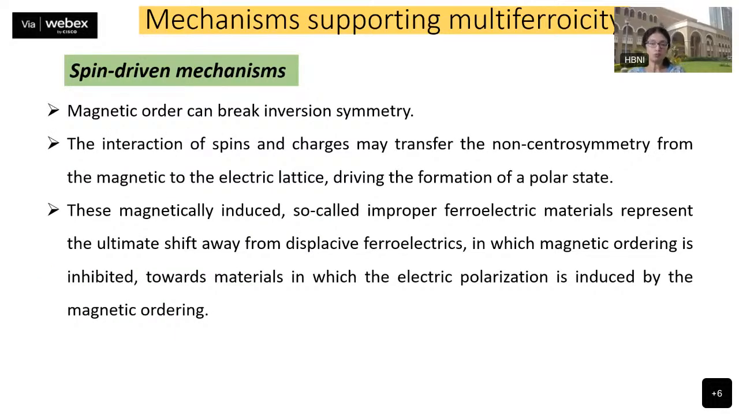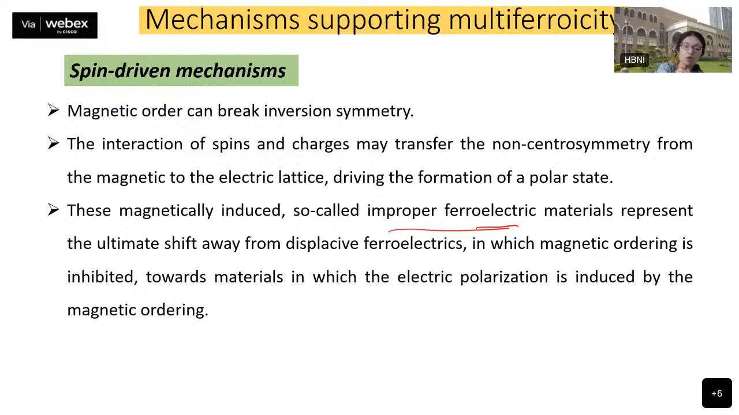Now coming to type 2. Type 2 is also single phase multiferroics, but in this case, the mechanism is spin driven. Please remember that magnetic order can break the inversion symmetry. The interaction of spins and charges may transfer the non-centrosymmetry from the magnetic to the electric lattice, driving the formation of a polar state. So these magnetically induced, so-called improper ferroelectric materials represent the ultimate shift away from displaced ferroelectrics, in which magnetic ordering is inhibited, towards materials in which electric polarization is induced by the magnetic ordering.